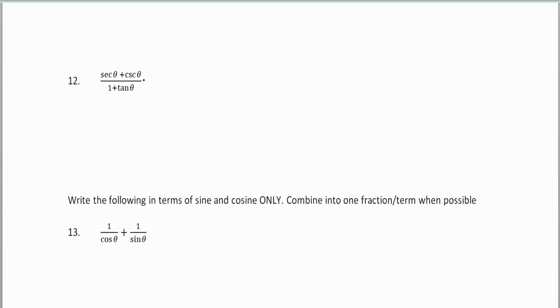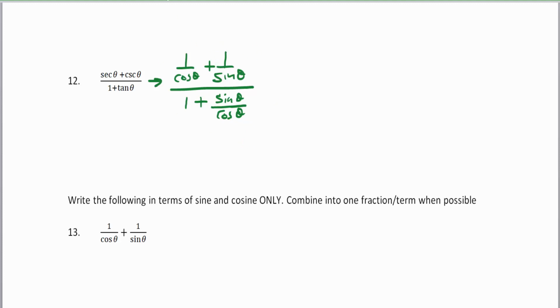So what we have is this expression, and again it's just filled with non-sine or cosine. So let's actually convert this into sine and cosine. So let's do our secant as 1 over cosine theta, and let's do our cosecant as 1 over sine of theta. All right, and our denominator here is 1 plus tangent, which is sine theta over cosine theta. And here we have, from college algebra, a complex fraction.